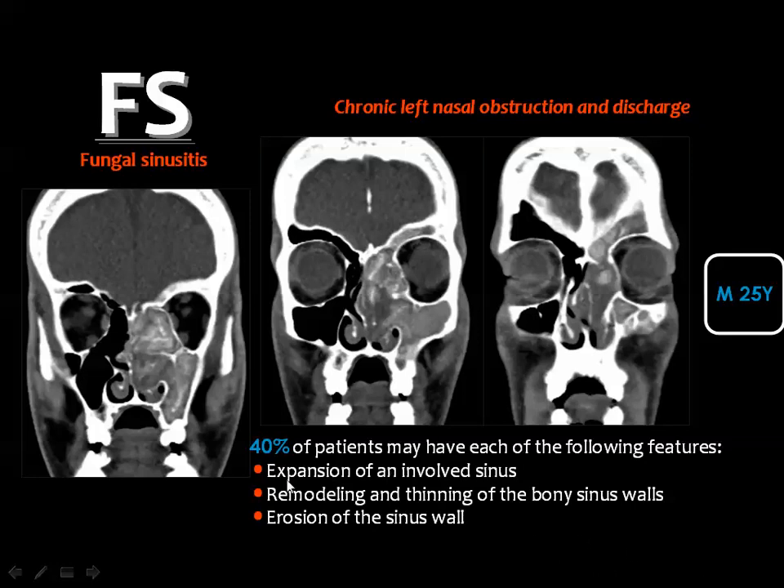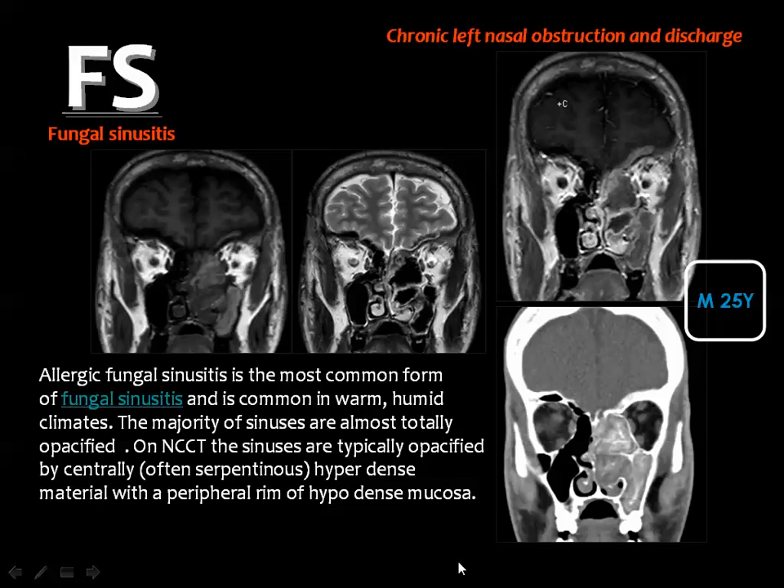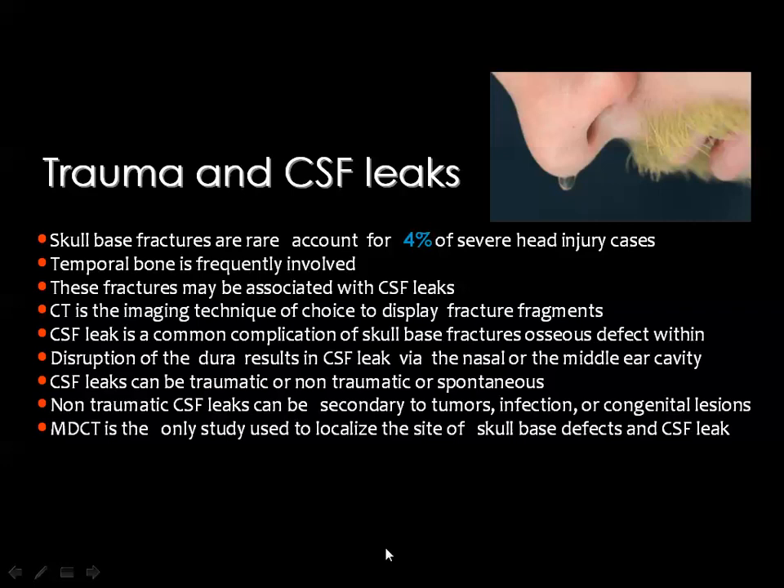Then expansion of the involved sinus, remodeling or thinning of the bony sinus wall, erosion of the sinus wall can be seen. On MRI, you may see slight hyperintensity of the fungus on T1 weighted images, but on T2 weighted images, you see a very dark appearance of the fungus simulating air. If you inject contrast material, you may get marginal peripheral contrast enhancement of the lesions. This is the classic appearance by CT.